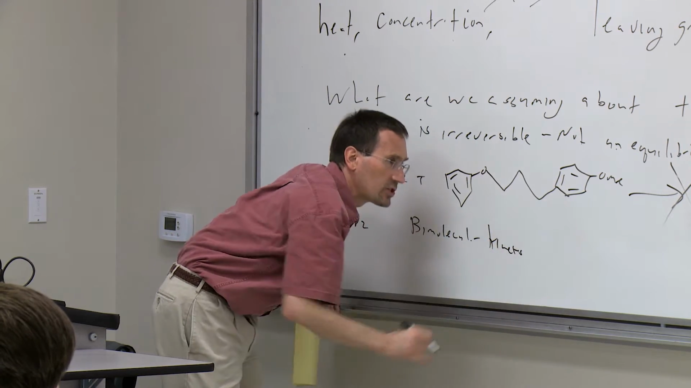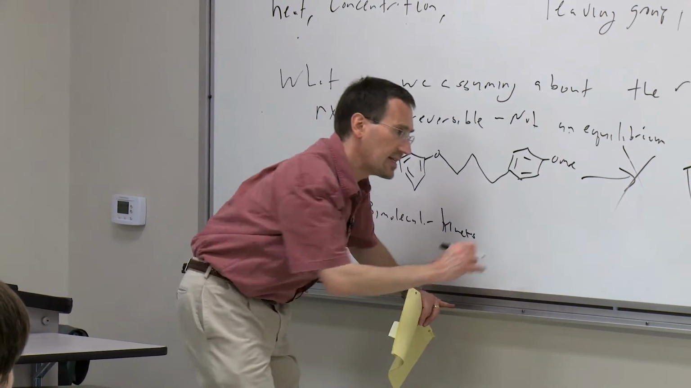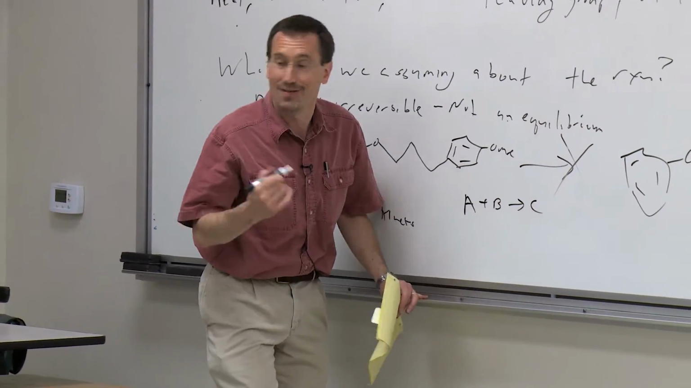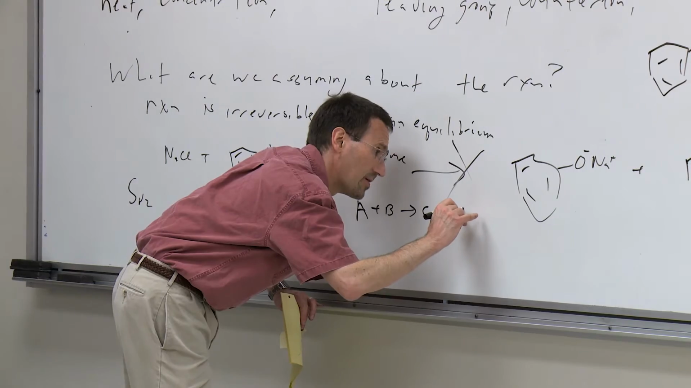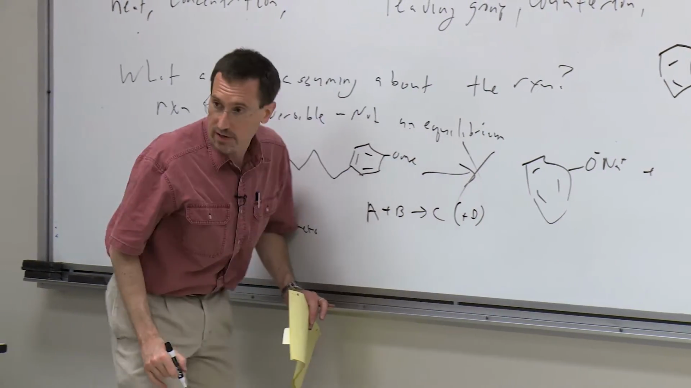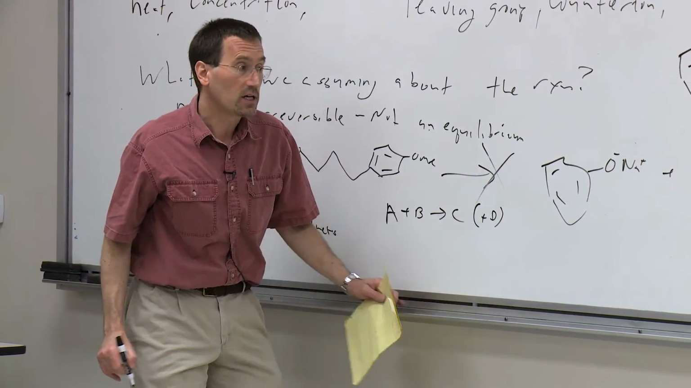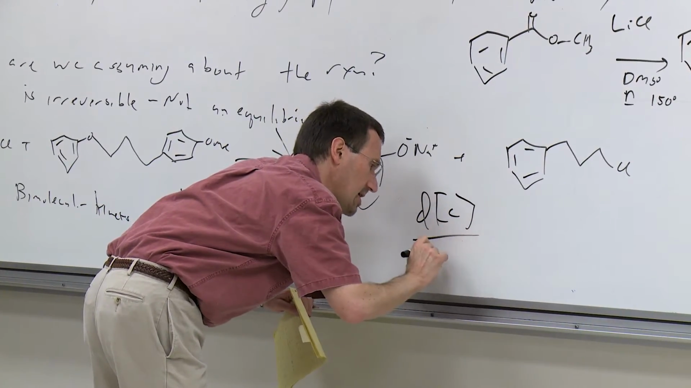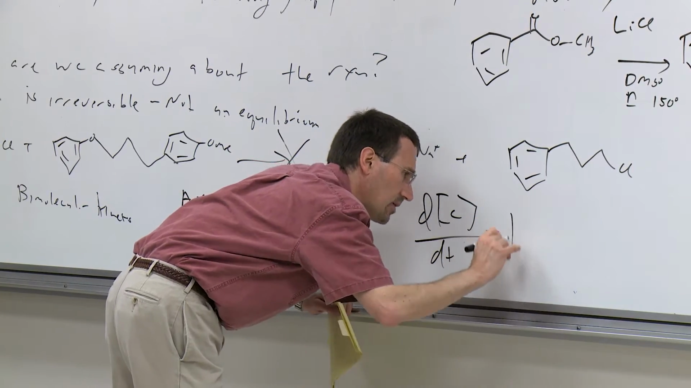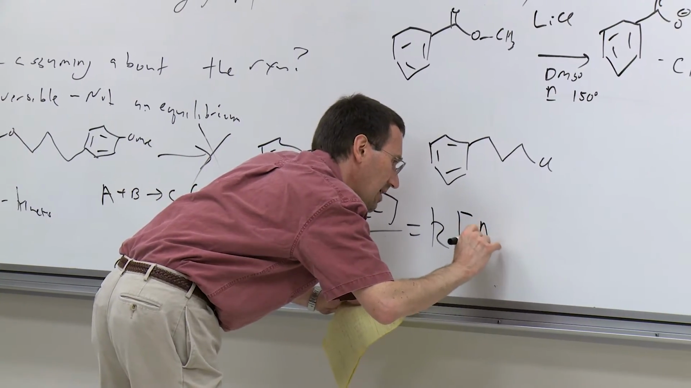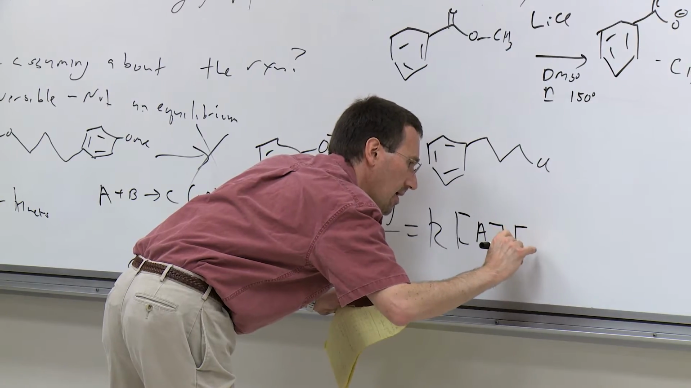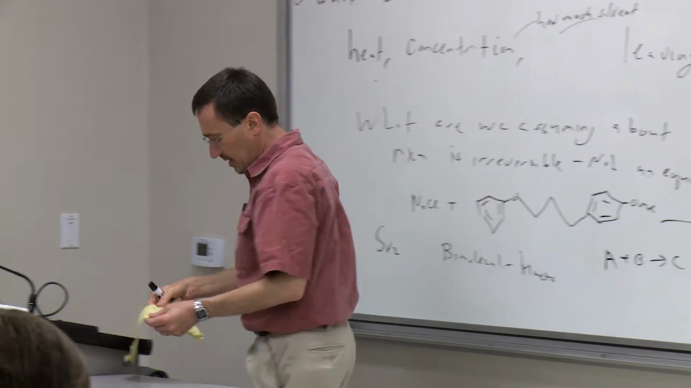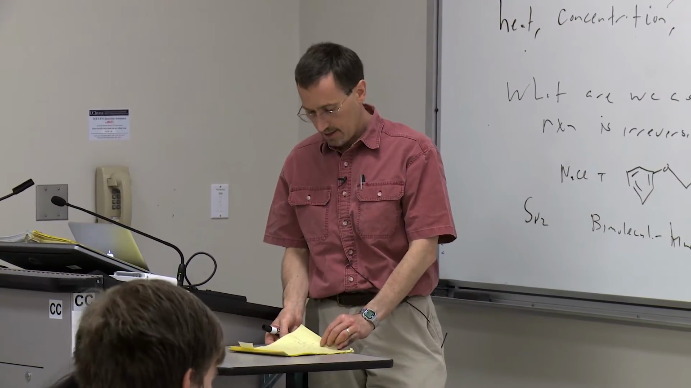In other words, we're assuming that in the rate determining step, A plus B goes to C plus, if you want, I'll say D, the sodium chloride. And we are assuming then that d[C]/dt equals some rate constant times the concentration of A times the concentration of B.